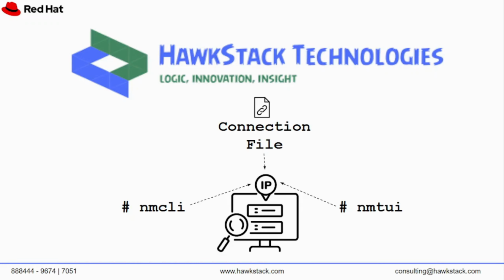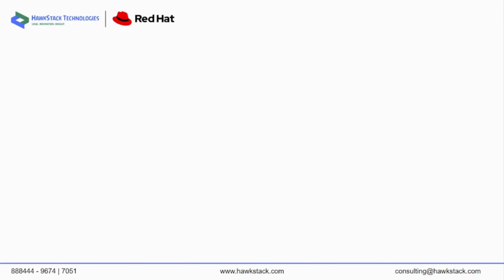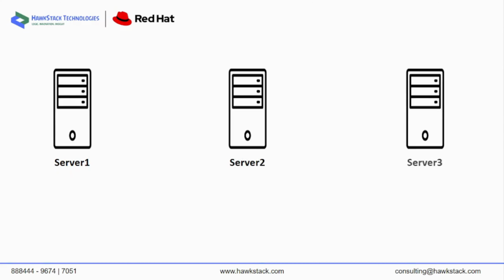So let's get started. I have three RHEL9 servers: server 1, server 2, and server 3. Server 1 has one network interface card and server 2 has two network interface cards. Additionally, server 3 has one interface card. These servers are physically connected to each other.